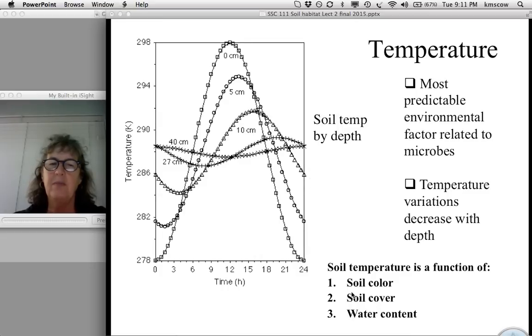And how hot a soil gets or how cold it gets is going to be a function of the color of the soil, with darker soil absorbing more heat, and the cover over the soil, whether there's plants growing on it or mulch. It's going to have a big impact on the exchange of heat across the system, and also water content. A wetter soil is also going to have a higher specific heat, and it will take longer for that soil to heat up and to lose its heat over time.